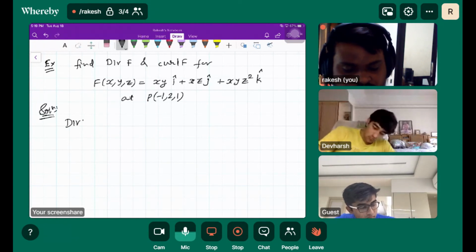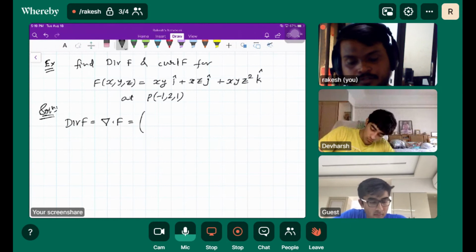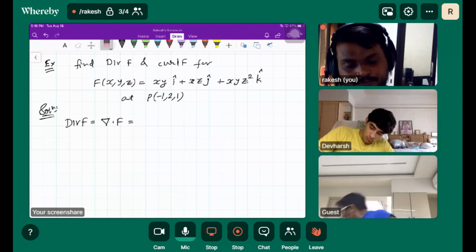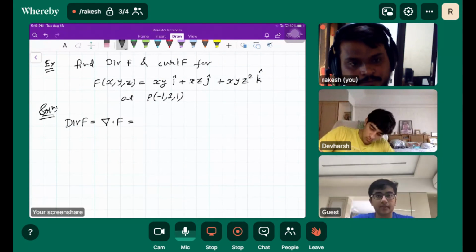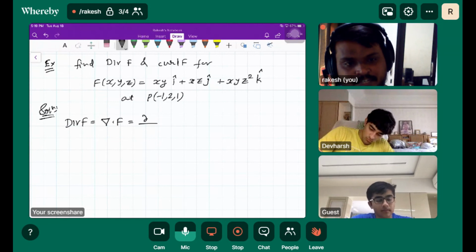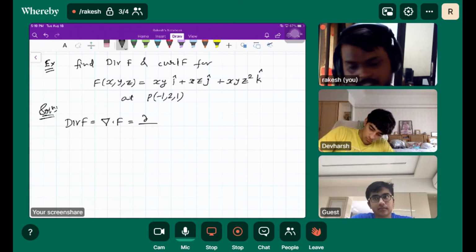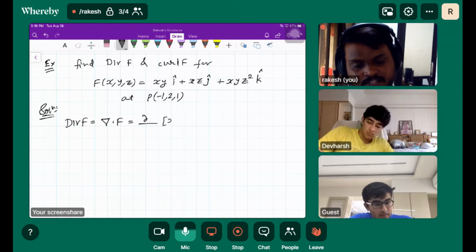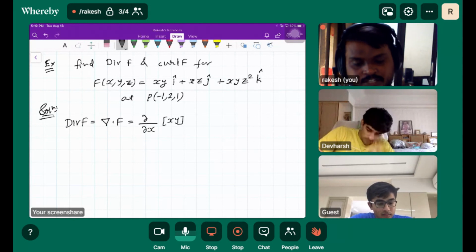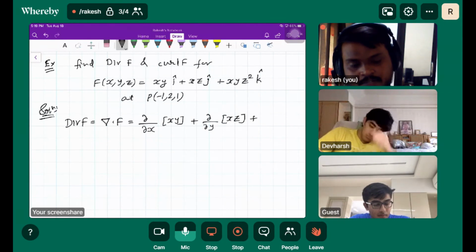So the divergence of f is equal to del dot f. That is the partial derivative of P, which is xy, with respect to x, plus the partial derivative of Q, which is xz, the y component, with respect to y, plus the partial derivative of R, which is xyz², with respect to z.